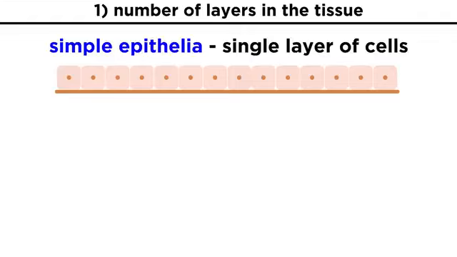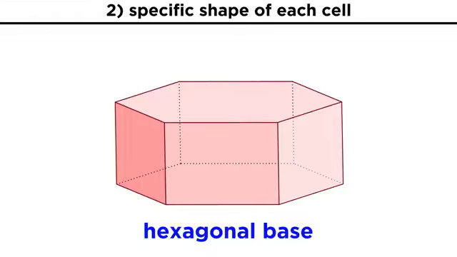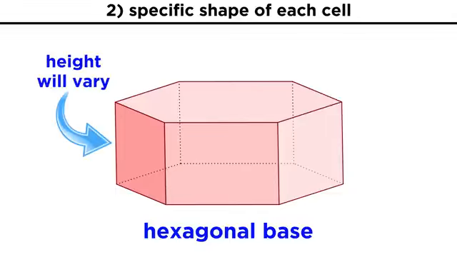First, there can be simple epithelia, which means a single layer of cells. Or there can be stratified epithelia, which means there are two or more layers of cells stacked on top of each other. Then, in terms of shape, each cell typically has a hexagonal base, which allows for close packing, but the height of each cell can differ.